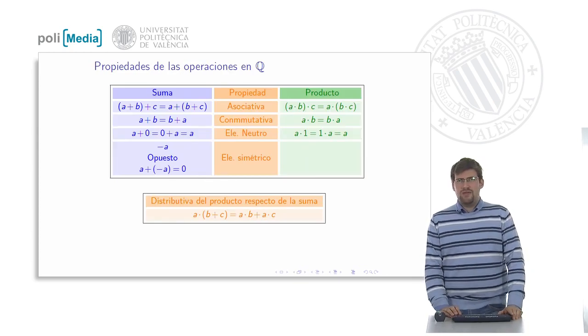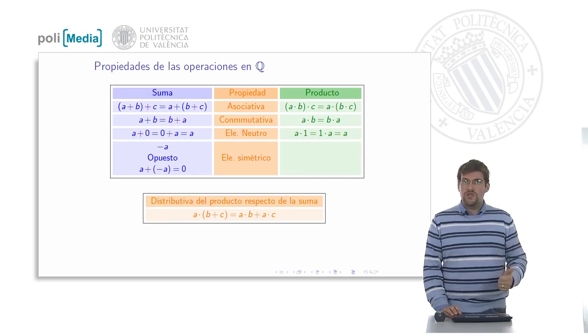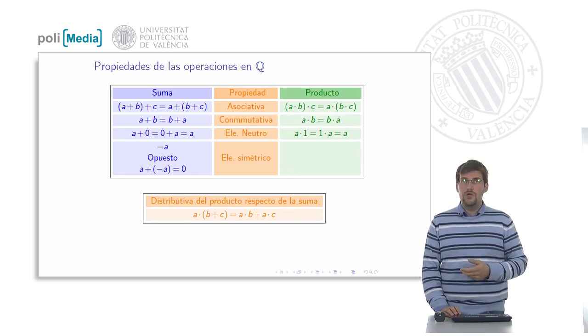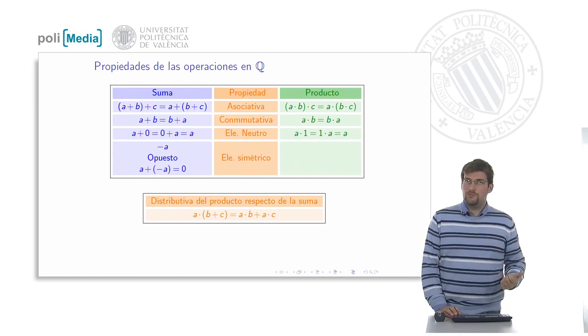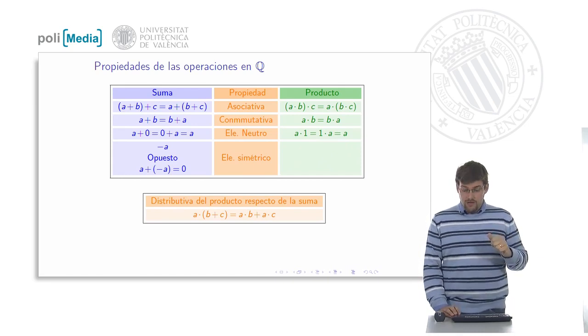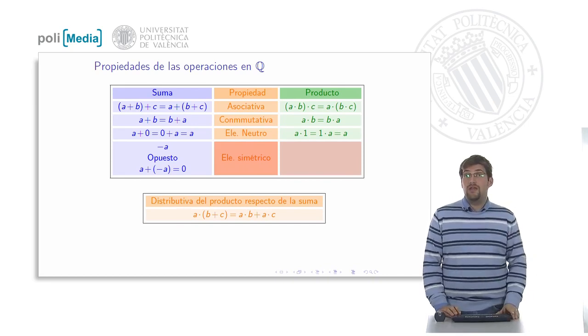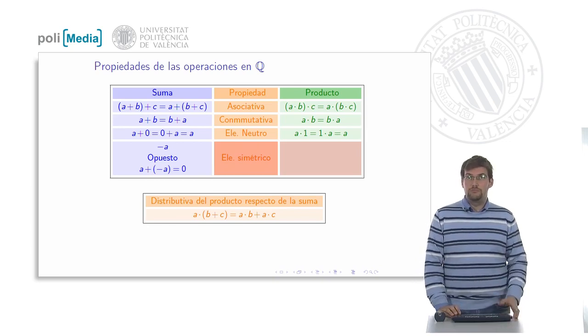The properties of Q in the operations are inherited primarily from those that existed in the integers. These properties are the associative, commutative, the existence of a neutral element for both addition and multiplication, distributivity of multiplication over addition, and the existence of the opposite element. What was missing in the integers was the property of the symmetric element for multiplication. The origin of the rationals is precisely to find a symmetric element for the multiplication operation, which is referred to as the inverse element.